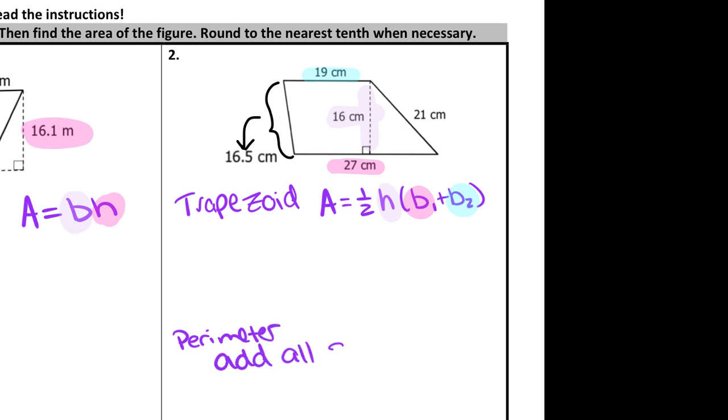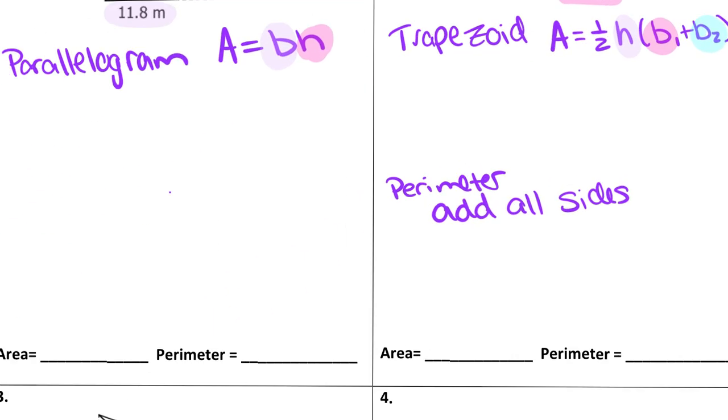Okay, so we've got our 27 and our 19. We already said those are the top side and the bottom side. We have the slanted side on the right that is 21 centimeters, and the slanted side on the left that is 16 and a half.